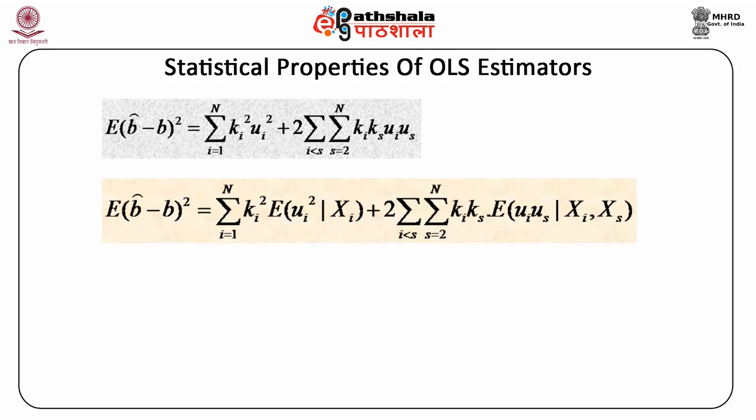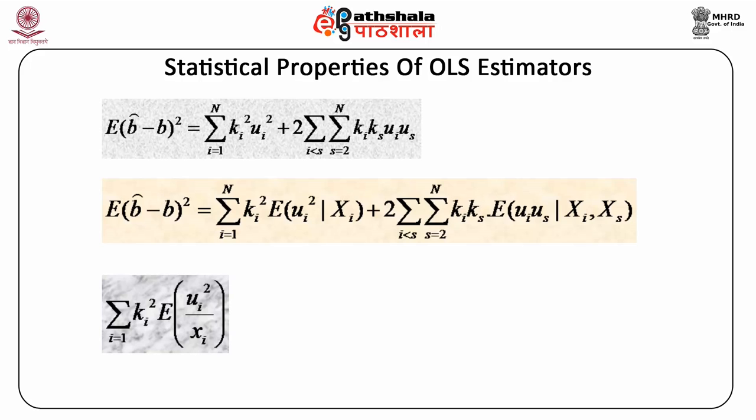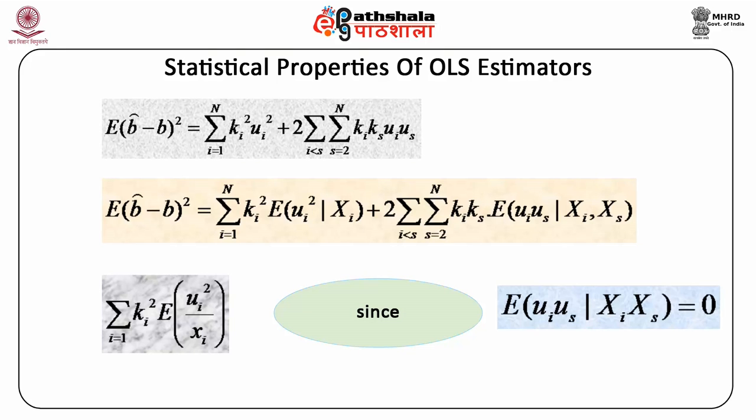summation ki square ui square given xi, where i ranges from 1 to n, plus twice of double summation ki ks, where i is less than s and s ranges from 2 to n, into expectation of ui us given xi xs, which is equal to summation ki square into expectation of ui square given xi, since expectation of ui us given xi xs is equal to 0.